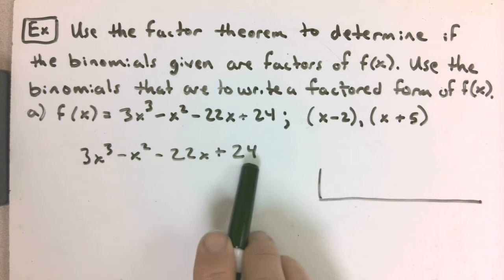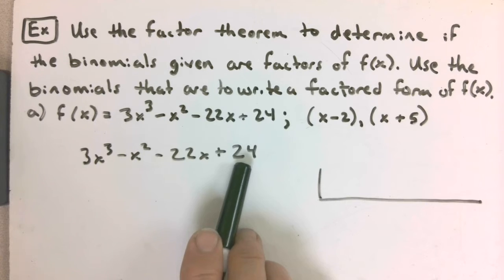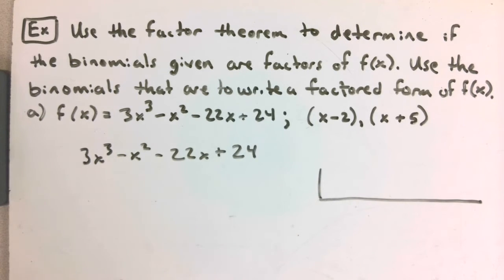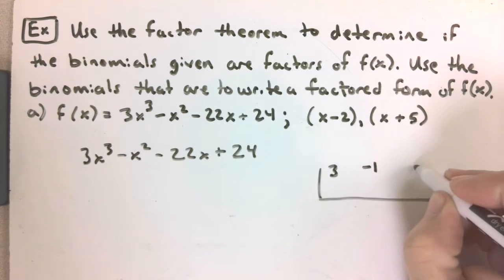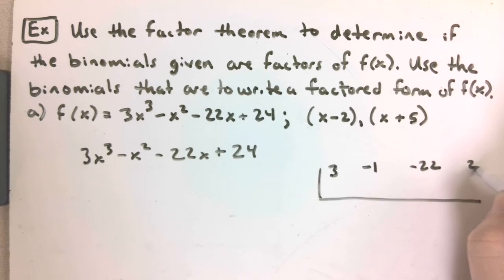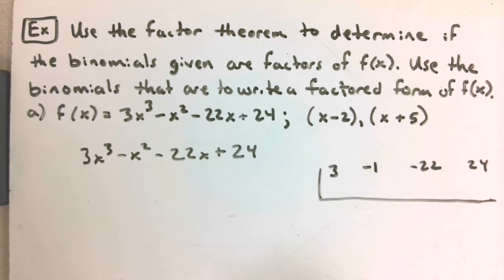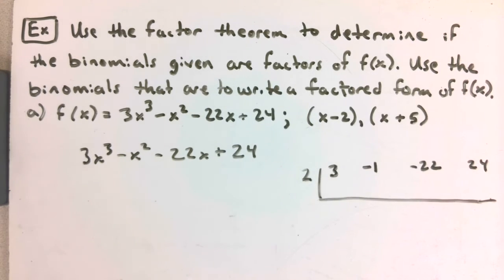When I take a look at our polynomial, we have an x cubed term, an x squared term, and a 24, just a plain number. We're not missing any of our powers of x there, so we don't need any zeros to hold those places. So I'm going to use 3, negative 1, negative 22, and 24 for my numbers. And then out here in front, if we are going to see if x minus 2 is a factor or not, we would put a positive 2 out in front.